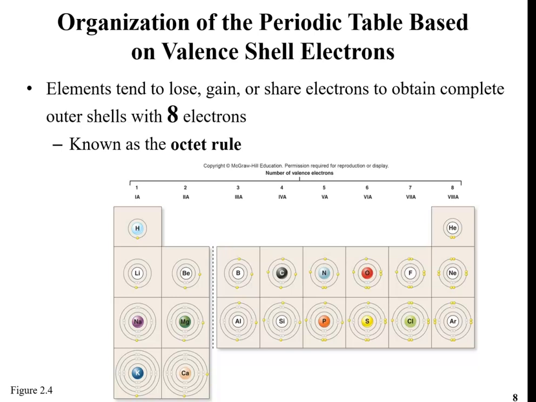Elements tend to lose, gain, or share electrons to obtain a complete outer shell with 8 electrons. This is known as the octet rule. So like I said, these elements that we'll be talking about in this course like to have 8 electrons in their outermost shell. That's the octet rule. Now there are some metals, some transitional metals, that do not obey this rule. Just be aware of that. But for all intents and purposes in this course, we'll follow the octet rule.